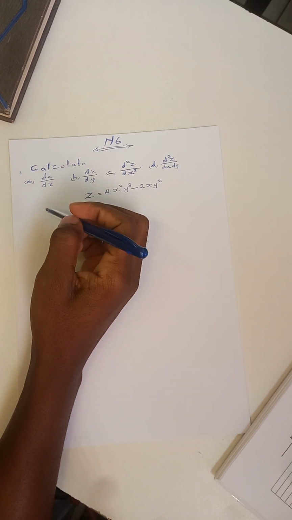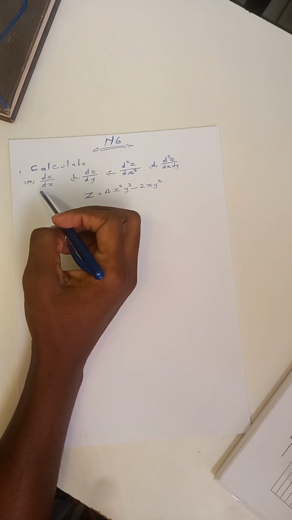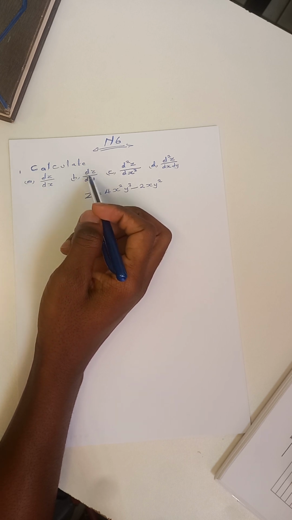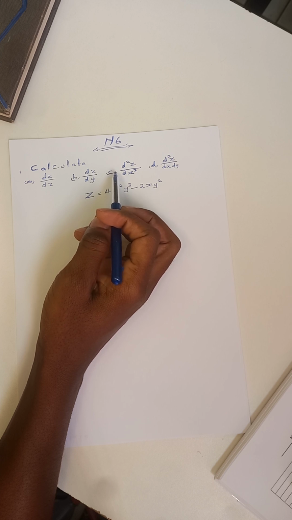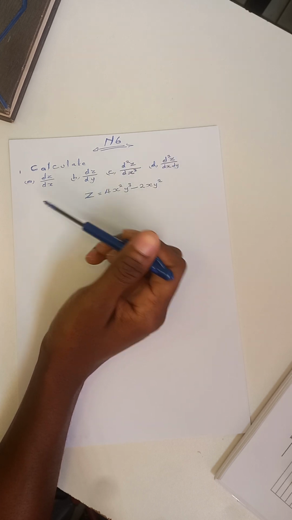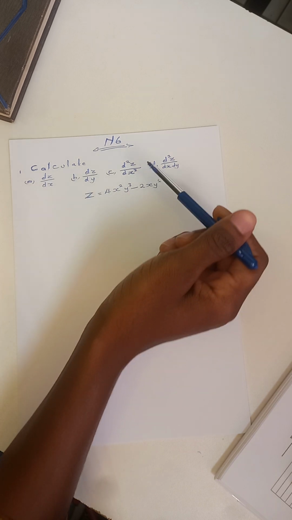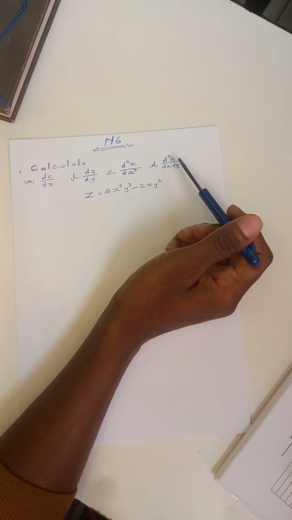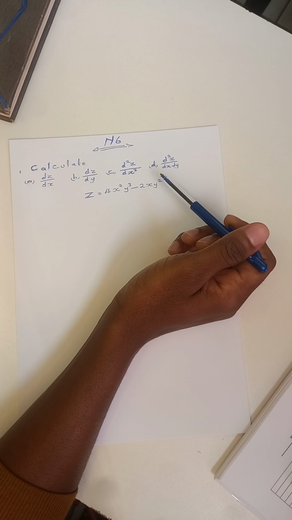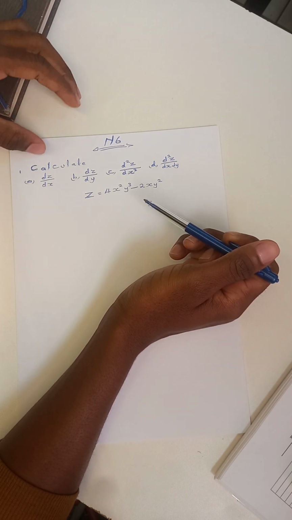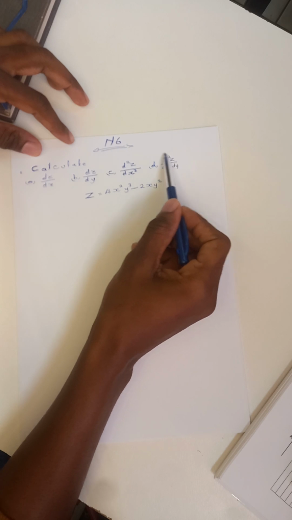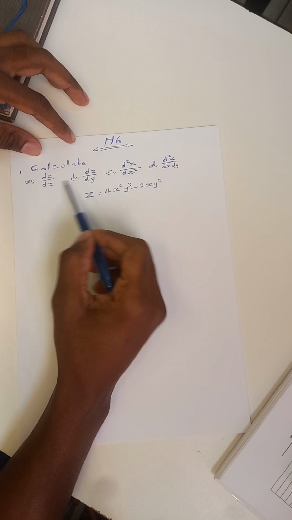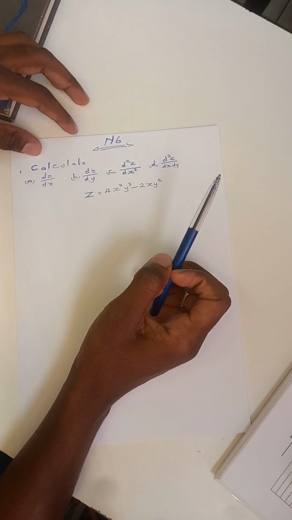They're saying that calculate number A, you're going to calculate dz over dx. Number B, you're going to calculate dz over dy. Number C, you're going to calculate the second derivative of dz over dx. And then number D, you're going to be calculating d squared z over dx multiplied by dy. So the only way that you're going to get to this part is by going through this first.